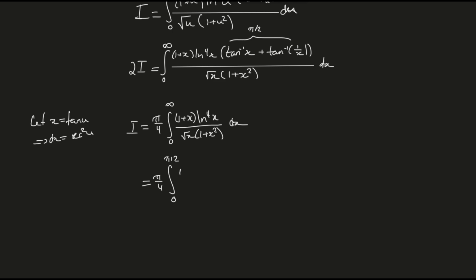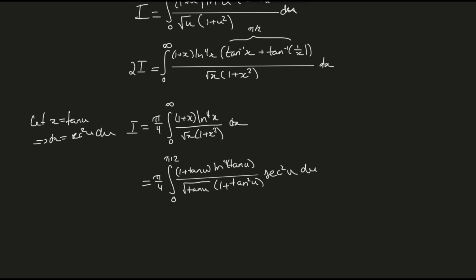So we have 1 plus tangent of u, natural log to the 4th power of tangent u. I know this looks disgusting, but trust me. Then we have root tangent u times 1 plus tangent squared u times dx, which becomes secant squared u du.